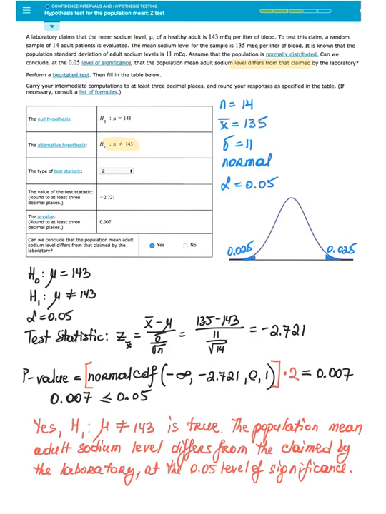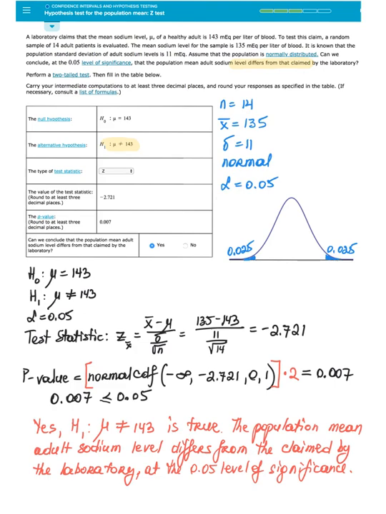Can we conclude at the 0.05 level of significance that the population mean adult sodium level differs from the level claimed by the laboratory? Perform a two-tailed test, then fill in the table below. Carry your intermediate computations to at least 3 decimal places and round your responses as specified in the table.